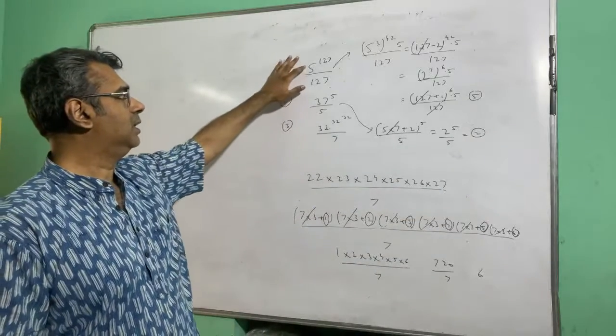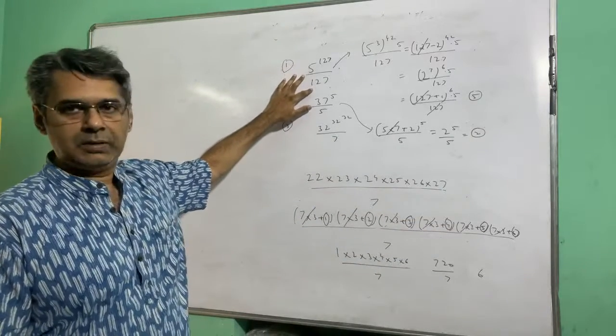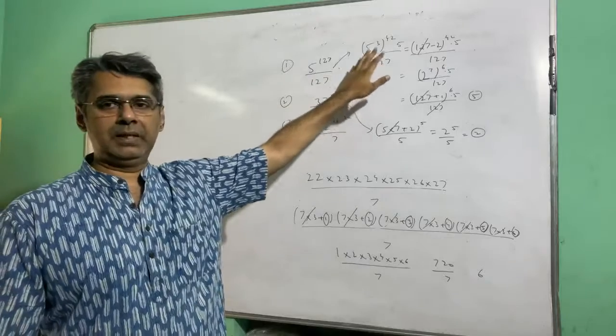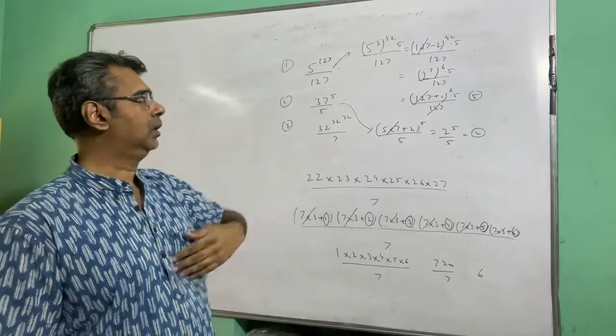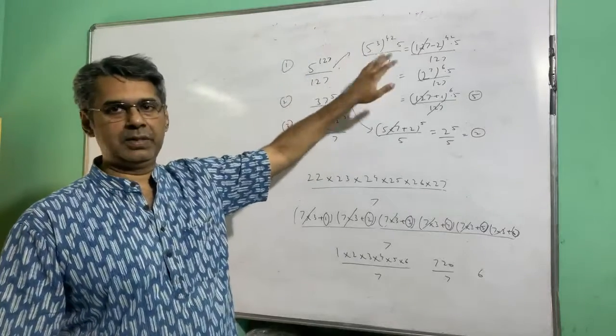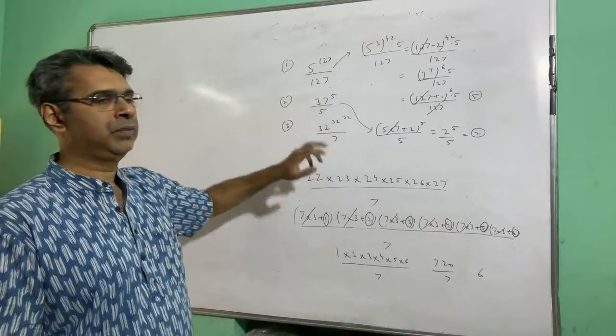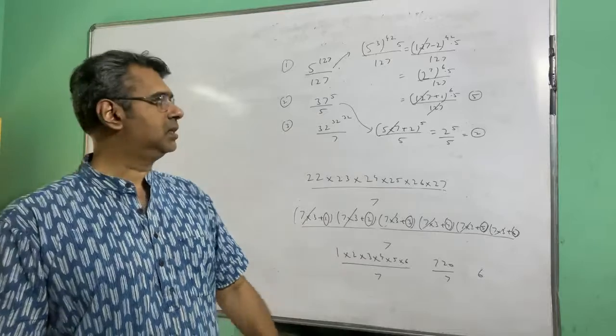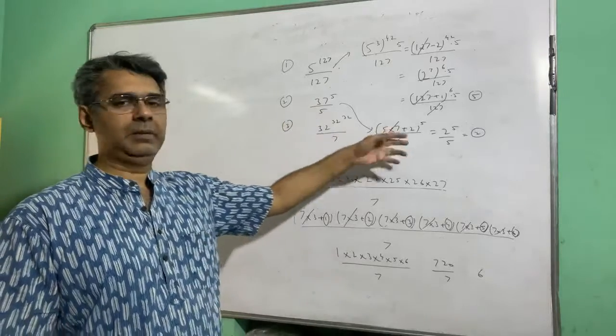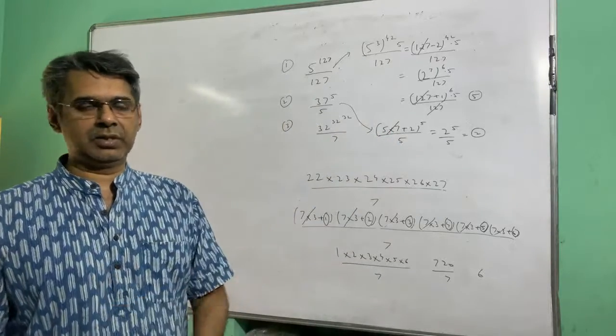So the first category is that the base is smaller than the divisor. You have to write some power of the base which is close to the divisor. The second category is that the base, that is 37, is bigger than the divisor. Then you have to write this number as a multiple of the divisor. So 37 is 5 into 7 plus 2.